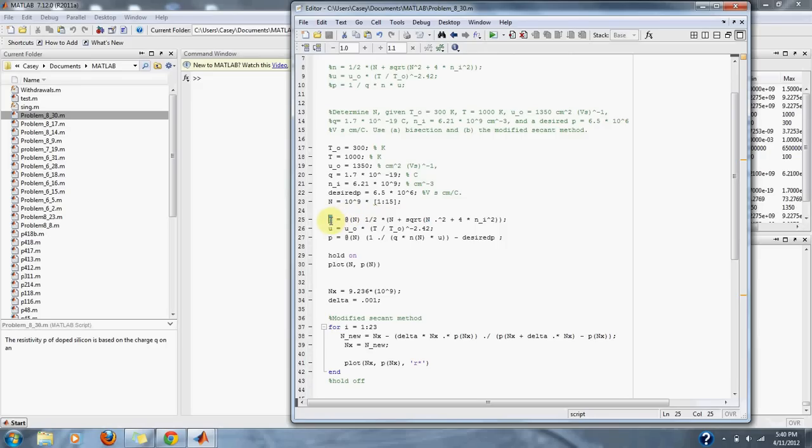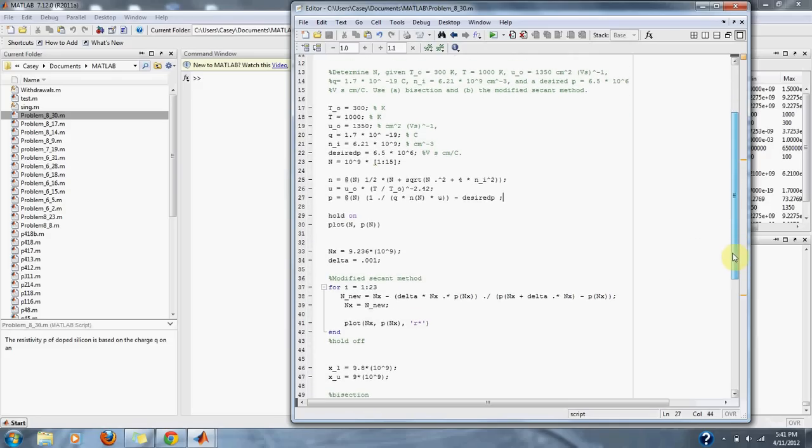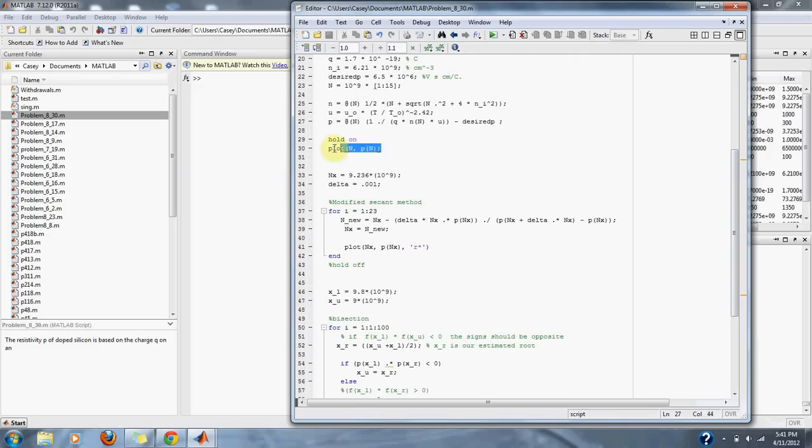and we pass this n to this equation, passing with it the N's that we put into our original n equation. Also, for equation rho, we subtract off our desired rho that was given to us by the problem, which is 6.5 times 10 to the 6, then we simply plot up the equation.